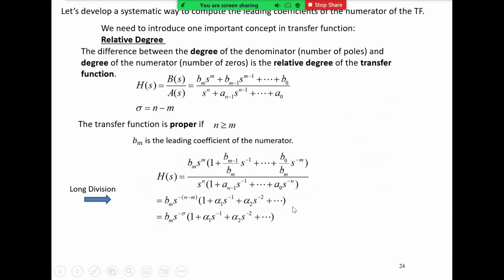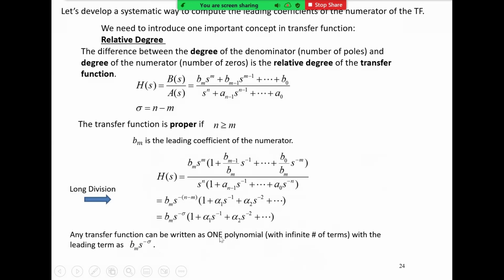So finally, we have a different way to express the transfer function if we use the relative degree. I can express it as Bm times s to the minus sigma, where sigma is the relative degree, times a polynomial with an infinite number of terms. This polynomial is a polynomial of s inverse. Any transfer function can be written as one polynomial with the leading terms, which involve the relative degree and the leading coefficient.